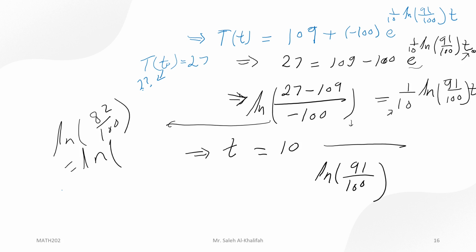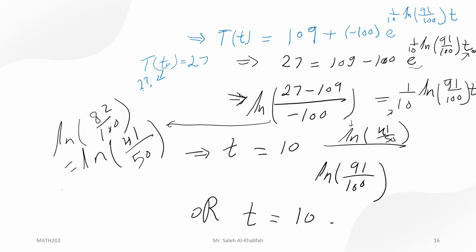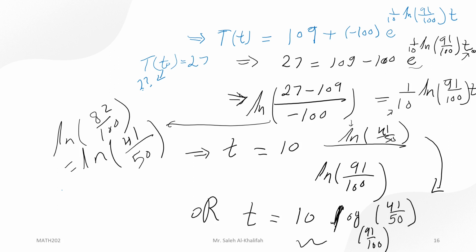Which is equal to what? نبسط نقسم على 2 في up and down, it will be 50 and here it will be 41. So t is ln of 41 over 50, okay, على ln of 91 over 100 مضروبة في 10. Or another alternative answer is t equals 10 log of, what, log of this number: 91 over 100 is the base and here the argument is 41 over 50. طبعا كيف حولت من هنا هذه من ماث 002، change of base formula. طبعا هذه موجودة في الخيارات لكن just for your information.